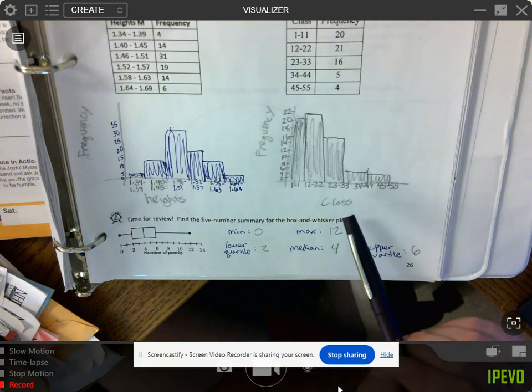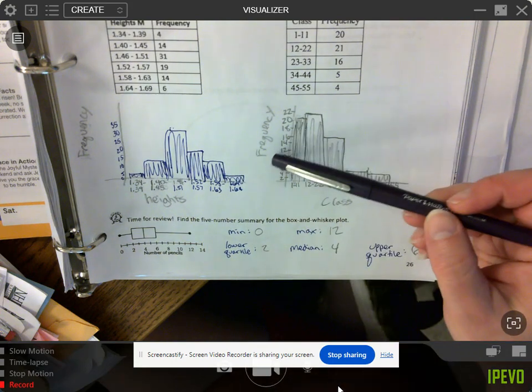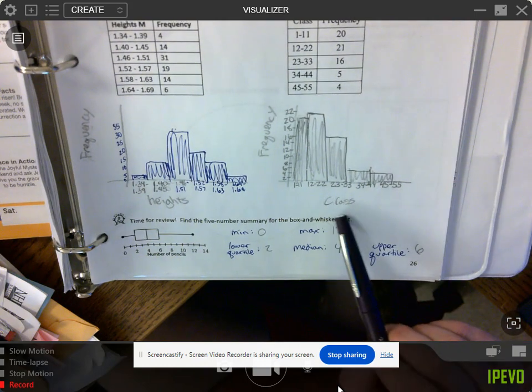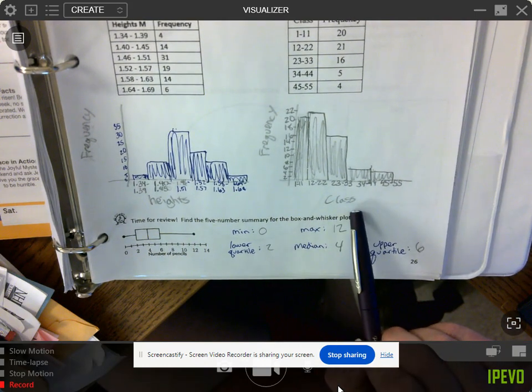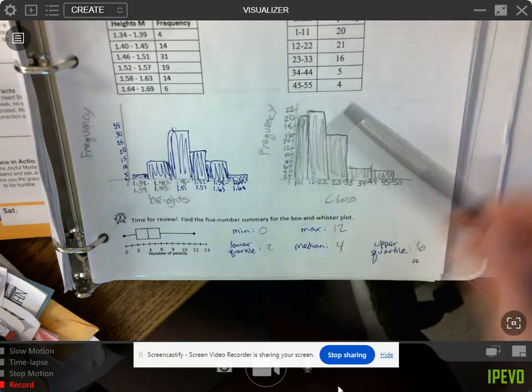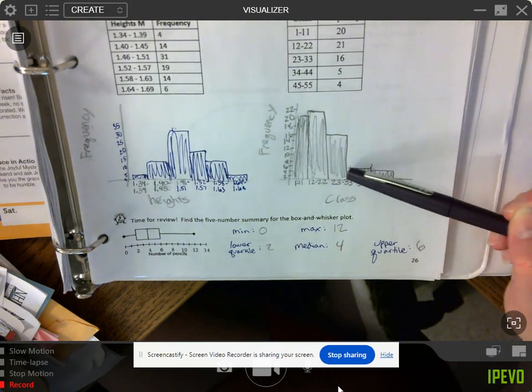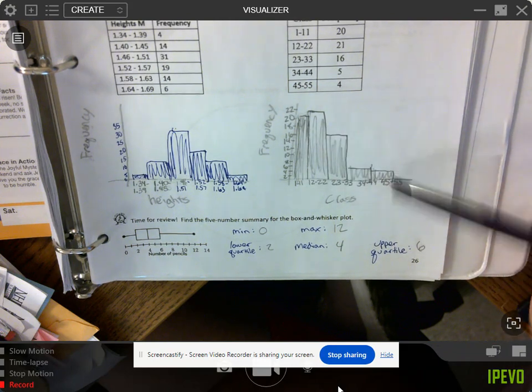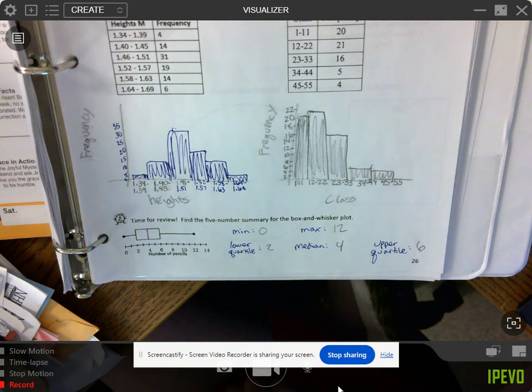On our second one, we should have it labeled with frequency going up the y-axis and class on the x-axis. Have your intervals labeled. Bars are touching because it's a histogram, and your bars should look similar to mine. Any questions on the histograms that we were to draw?